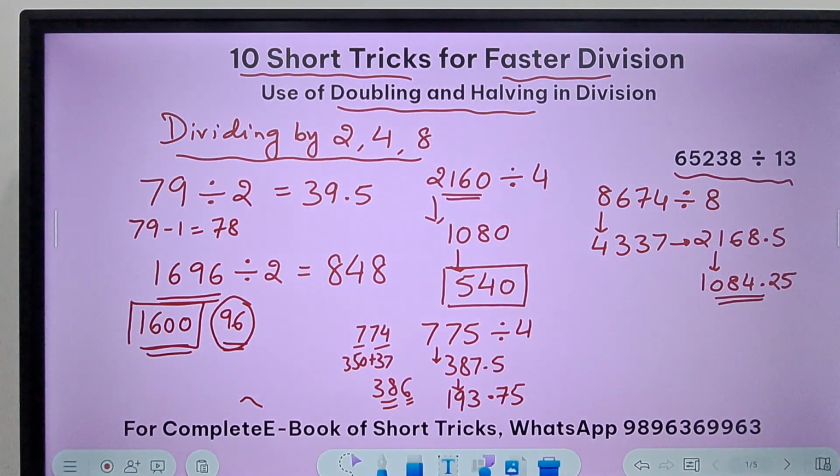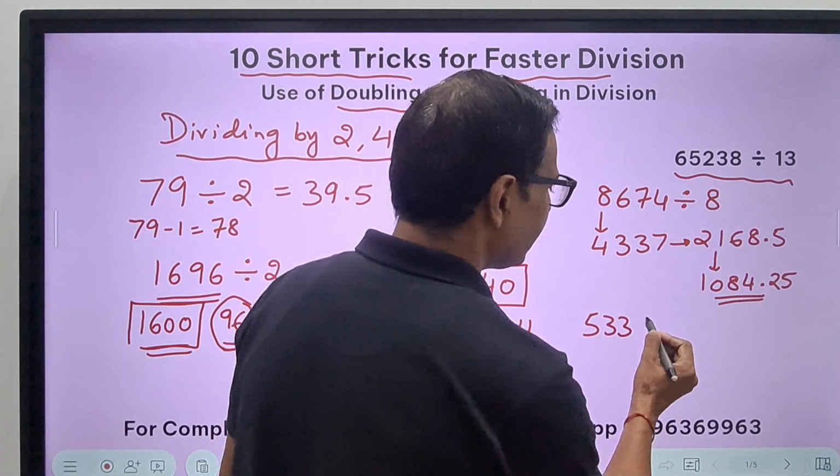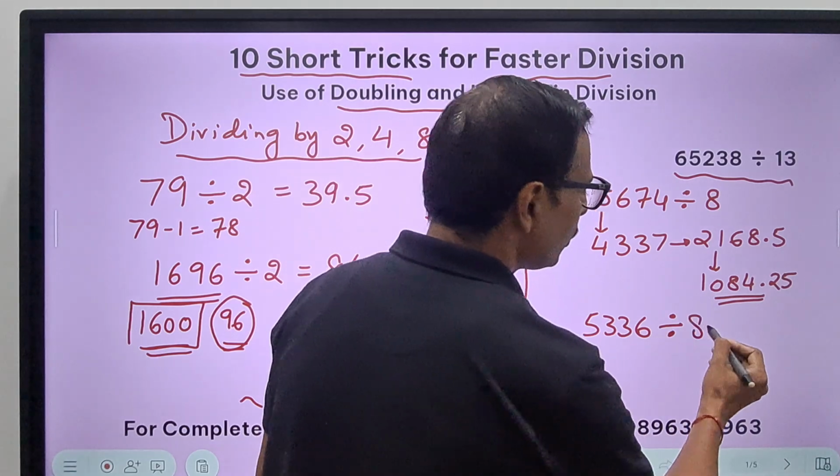1084.25 is the quotient. If the number is perfectly divisible by 8, it is very easy. Just like 5336 divided by 8. Now you got to try this, okay?